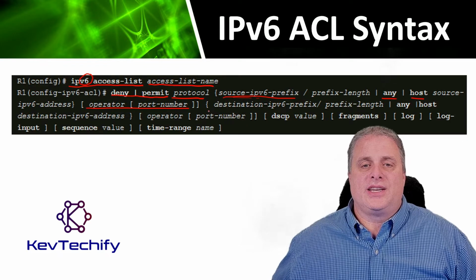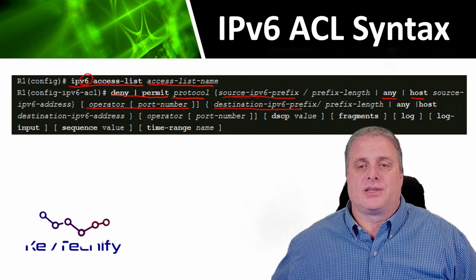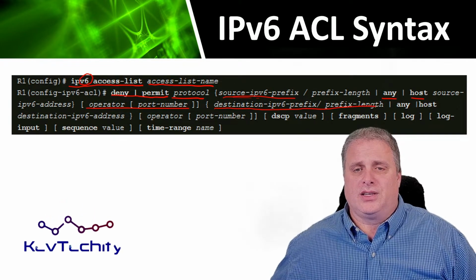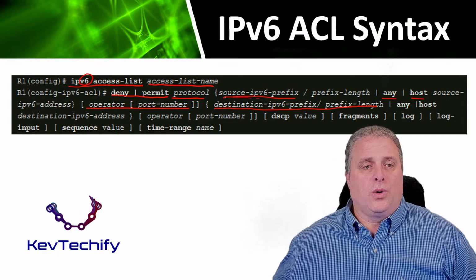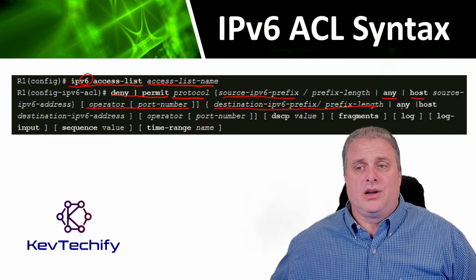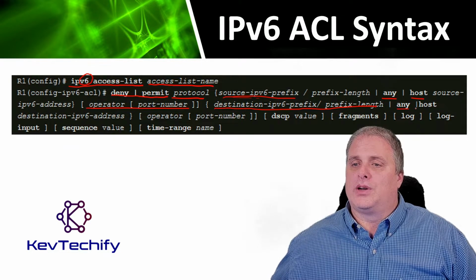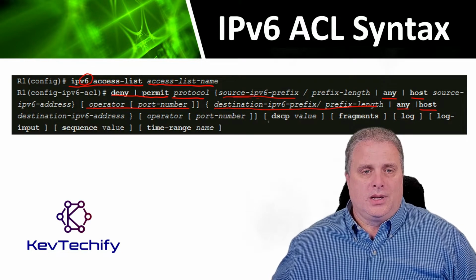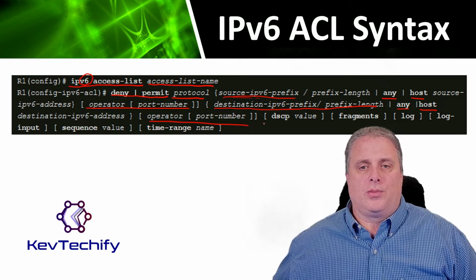Then we have the destination IPv6 address with its prefix. So where's the traffic going? We can filter on source and or destination. We can also use the keywords any and host, along with our operator and port number again.